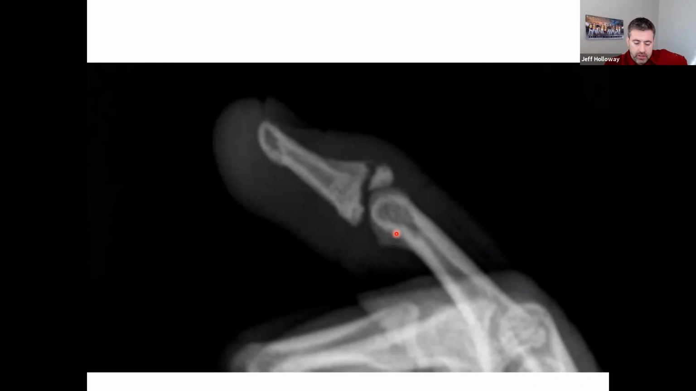This is actually one I just saw yesterday. Displaced fracture of the proximal aspect of the distal phalanx. Good. Does anyone know what this general injury would be?